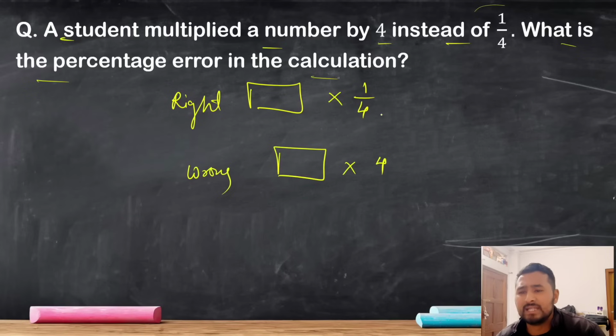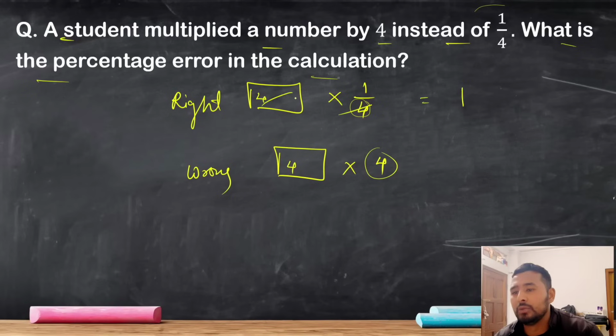Now see, very easy. Okay, 4 and 4. What you should do to get rid of this fraction, you should multiply it by 4, right? So 4 will be 4. Now you cancel this one. Here will be how much? 1 into 1 will be 1. 4 into 4 will be 16.